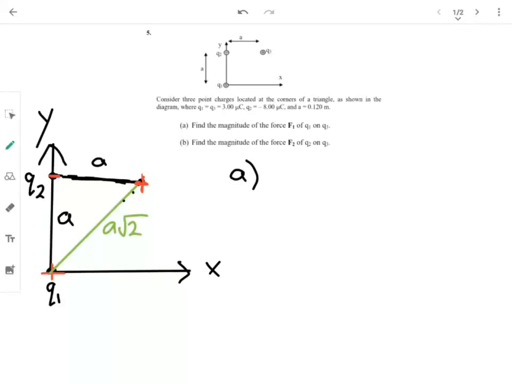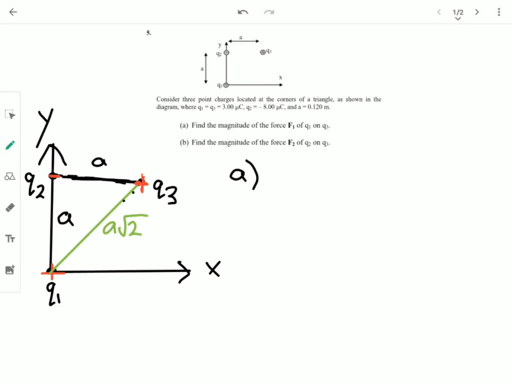Let's do number 5. Consider 3 point charges located at the corners of a triangle as shown in the diagram, where Q1 equals Q3 equals 3 microcoulombs, Q2 is negative 8 microcoulombs, and a is equal to 0.12 meters. Part A is asking us to find the magnitude of the force F1 of Q1 on Q3. So now Q1 is here and Q3 is here. Since they're both positive, will this be an attractive force or a repulsive force? Obviously repulsive, because like charges repel.